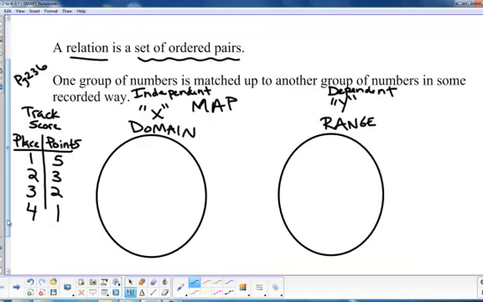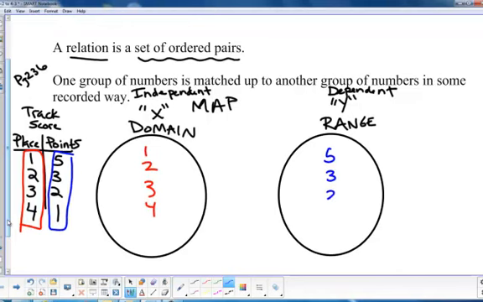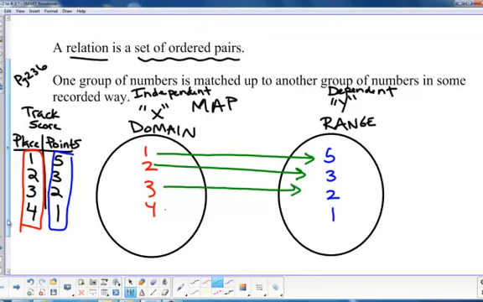So all you would do to map this is list your x values, this right here, your domain, 1, 2, 3, and 4. And then in the other column, you would list your y values, 5, 3, 2, and 1. And then you would draw your map. So 1 gives you 5, 2 gives you 3, 3 gives you 2, and 4 gives you 1. So this is a 1-to-1 mapping. For every x, there's exactly one y.